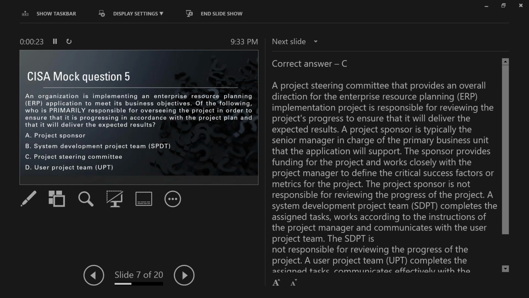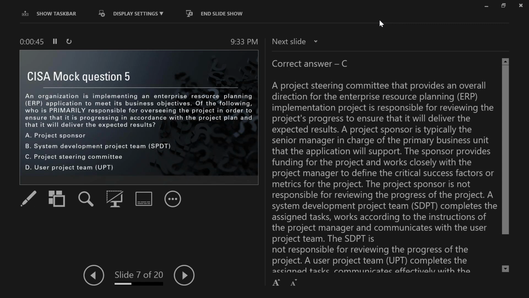Project sponsor is one who is funding the project. He might not be involved in the day-to-day operations as to how the progress is happening in the project. Overall, you might understand from the project manager on the progress, but will not be involved in the day-to-day activities of the project. Not B, not D as well. It is the project steering committee.